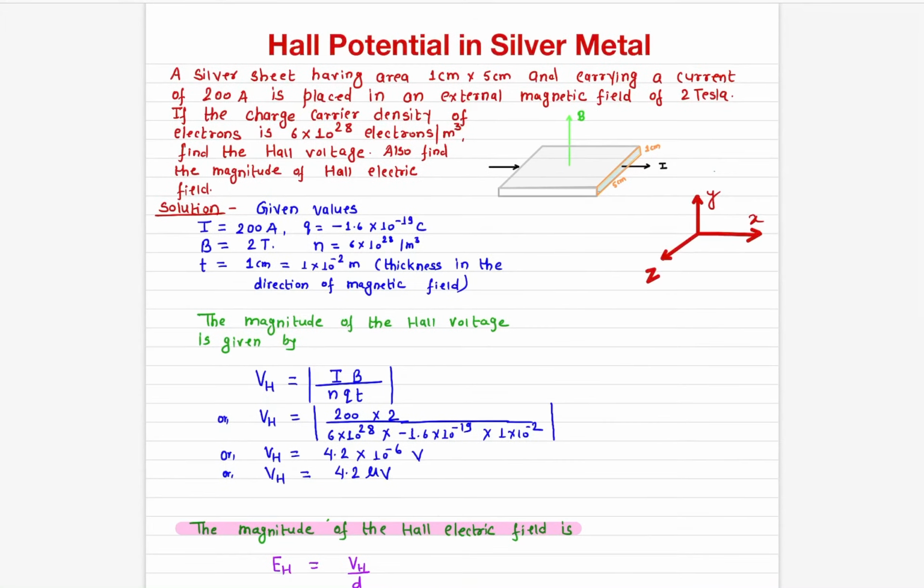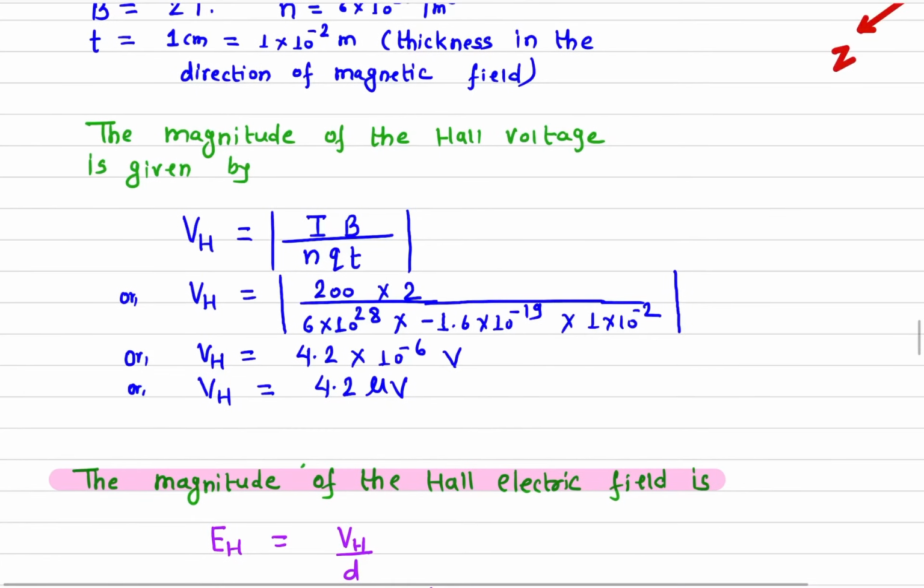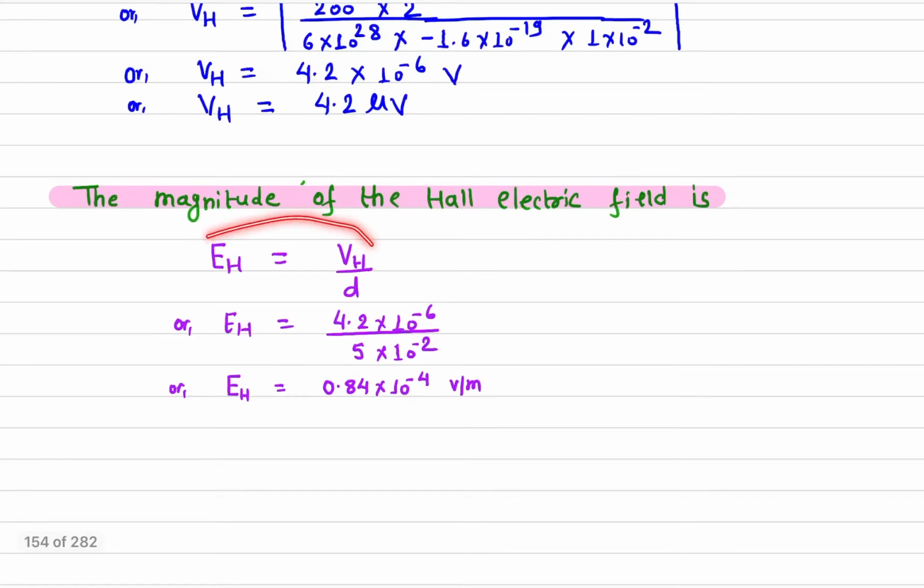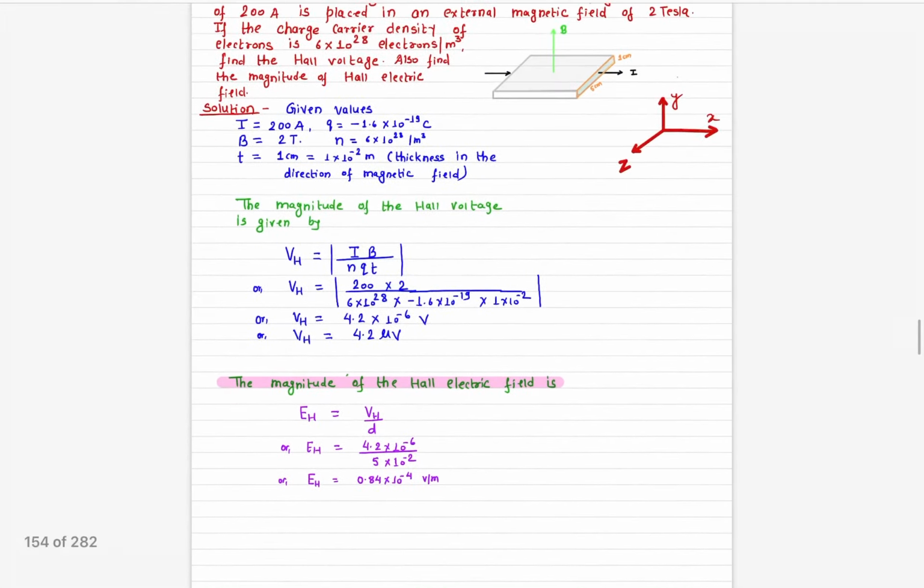So you see, calculating the magnitude of the Hall electric field or Hall potential is quite easy. The only thing you have to keep in mind is which dimension to take. When calculating the Hall voltage, the dimension is always the one parallel to the magnetic field. When you calculate the Hall electric field, the distance is always between the two ends in which the Hall potential is created. So this is it for this video.